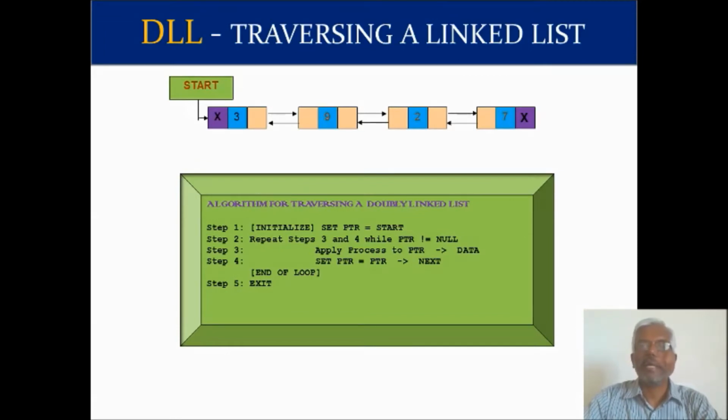Now, we see one by one the algorithms of doubly linked list. First, we go for traversing a linked list, which is exactly the same as traversing a singly linked list. We just start from the first node by using the start pointer and travel one by one up to the last node with the help of a while loop. And we can easily identify the last node by the condition pointer not equal to null. So, the algorithm is exactly the same as that of singly linked list.